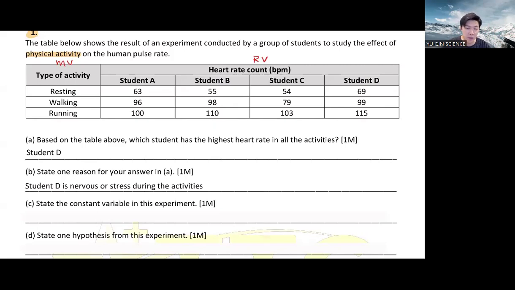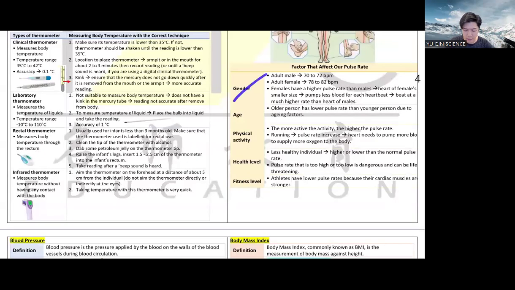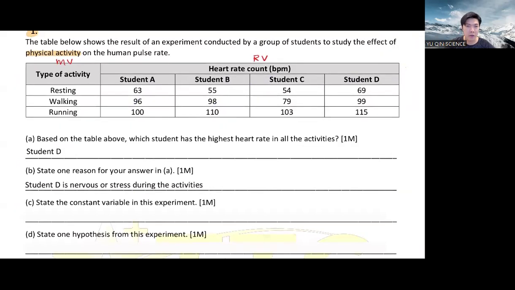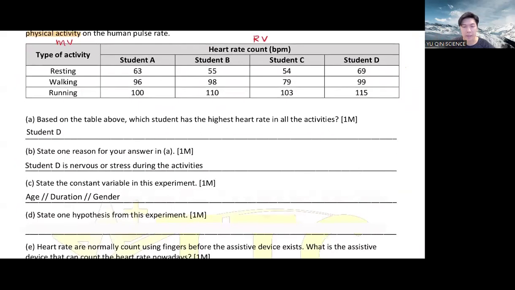Okay, so what's constant variable? Constant variable means things that must be fixed and fair. If you are testing on types of activity, then other factors have to be fair. Gender, age, health level have to be fair. So the others should be your constant variable. So we have to make sure all four students are the same gender, maybe boy, boy, boy, or girl, girl, girl. You have to make sure that the duration is the same. You have to make sure that their ages are the same. Maybe they are all Form 4 students. So these are the constant variables.